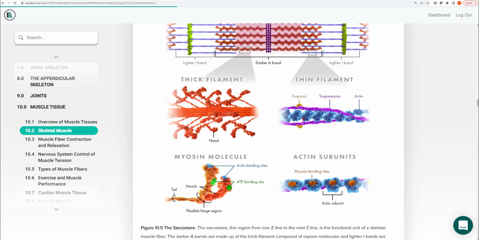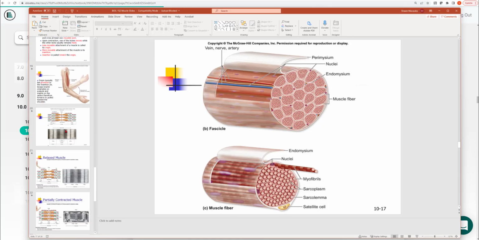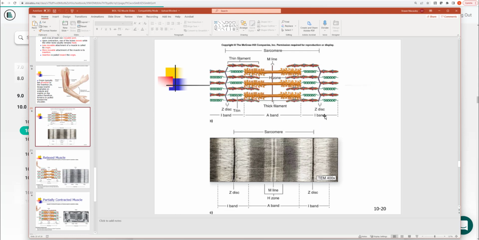I'm going to jump to a couple images to help you understand this in a different way. And these are here in the PowerPoints. What I like about this particular image is that it's showing you a cartoon representation of a sarcomere, but it's also showing you a micrograph of muscle tissue. And what you're seeing here are the striations, okay, the striping pattern that you see under the microscope.